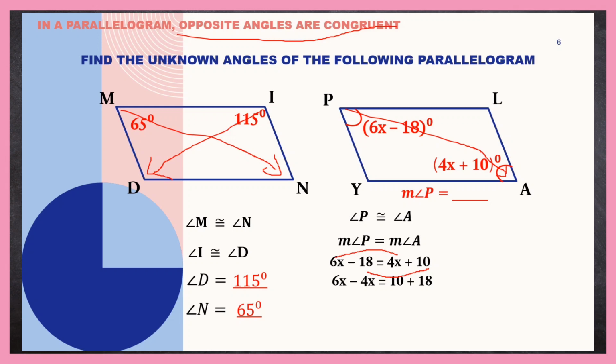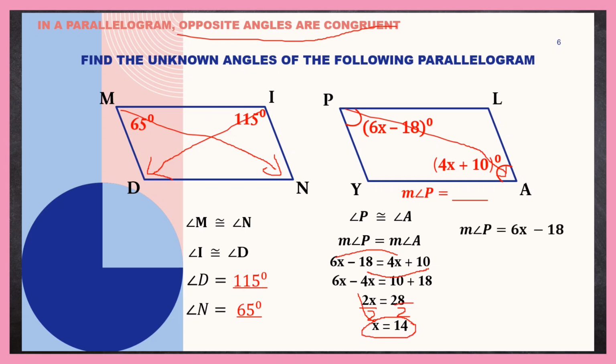And then of course, combine like terms. 6x minus 4x is 2x, while 10 plus 18 is 28. So we have 2x equals 28. After this, you will divide both sides of the equation by 2 to eliminate the coefficient 2. So cancel. The remaining is x equals 14 because 28 divided by 2 is 14. Now the value of our x is 14.